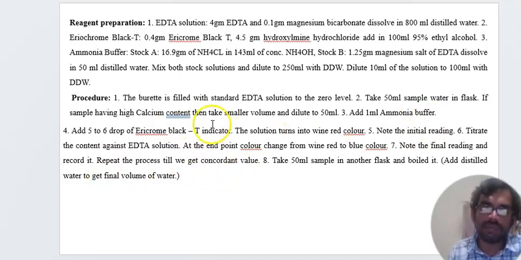Then add the indicator drops, simply we call them indicator drops. So add one or a few drops of Eriochrome Black T indicator. Then continue adding EDTA drop by drop until the color changes from red to blue. That is simply what we call the end point of this experiment.